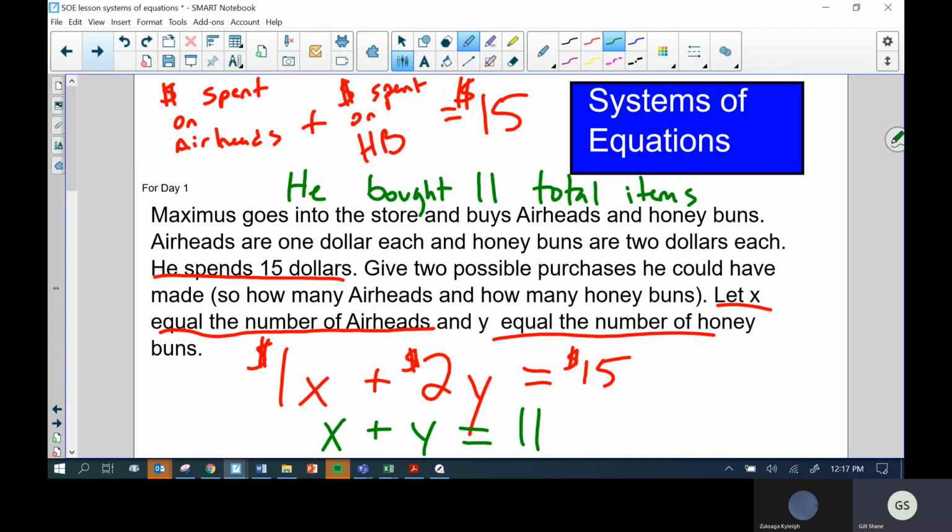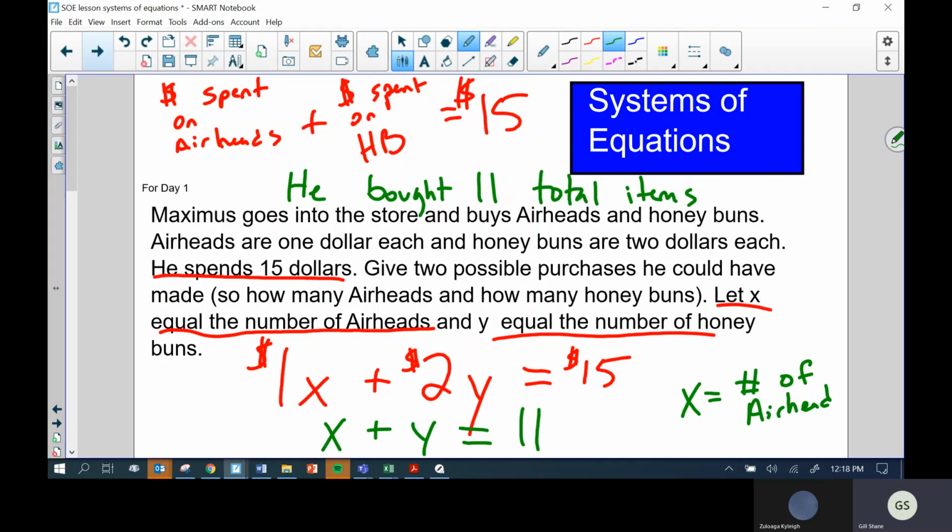Okay. What does it mean by let x equal the number? It just means assign the variable x to be equal to that. That's a great question, because you need to define your variable first. If I don't tell you what the variable equals, you need to set what the variable equals. In this one, x equals the number of, or how many, either way, same thing, airheads. Y would be the number of, or how many, honey buns.